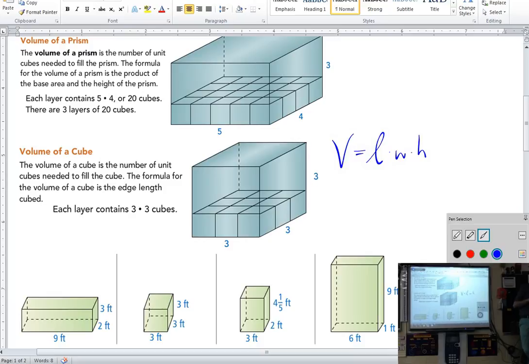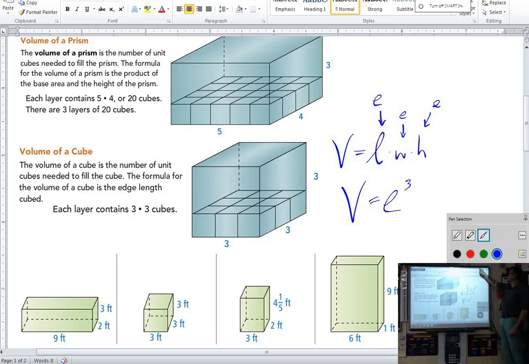Because it's a cube, what relationship can you say between the length, the width, and the height? Sean? So this I could replace with whatever the edge length is. This I could replace with the edge length. And this I could replace with the edge length. So I can really make that formula the edge length cubed. Now that only works for cubes, but it works out really, really nice.